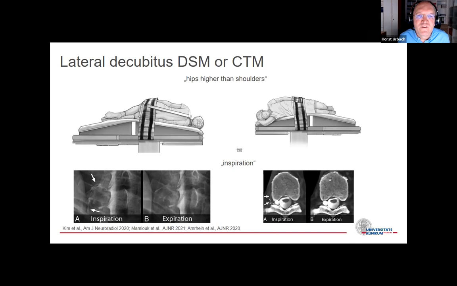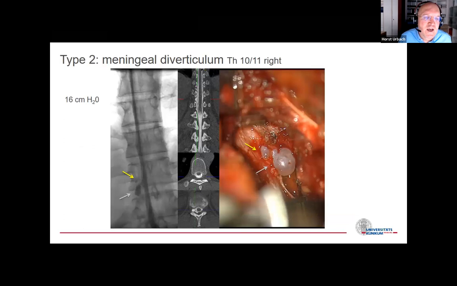And again, we have to find a position where the contrast really flows with high contrast in the region where we suppose to have the leak. Next slide. This is an example of a type 2 meningeal diverticulum, right lateral decubitus position. The contrast fills only the right side of the dural sac. And here you see the diverticula. And if you look on the CT scan, there is epidural contrast surrounding the thecal sac.